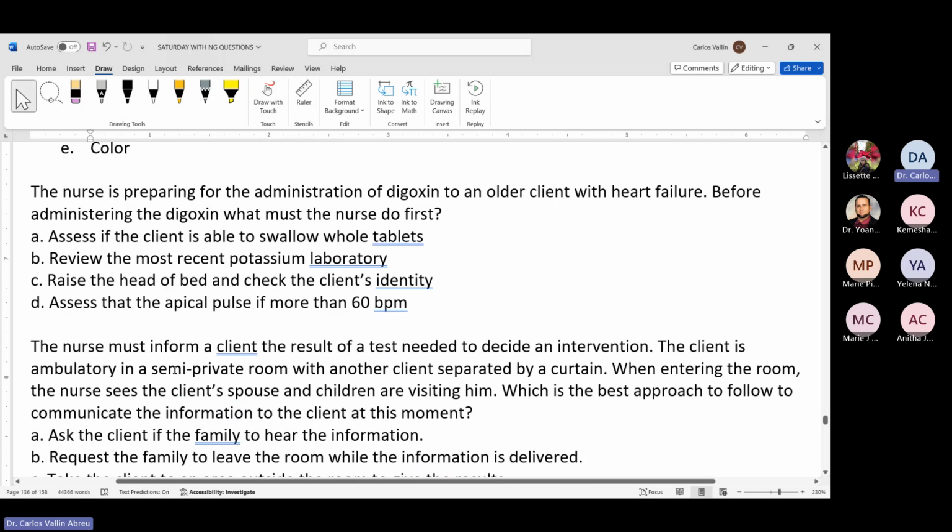The nurse is preparing for the administration of digoxin to an older client with heart failure. Before administering digoxin, what must the nurse do first? First is an important word, okay? Assess if the client is able to swallow whole tablets. Review the most recent potassium lab test. Raise the head of the bed and check the client's identity. Assess that the apical pulse is more than 60 beats per minute.